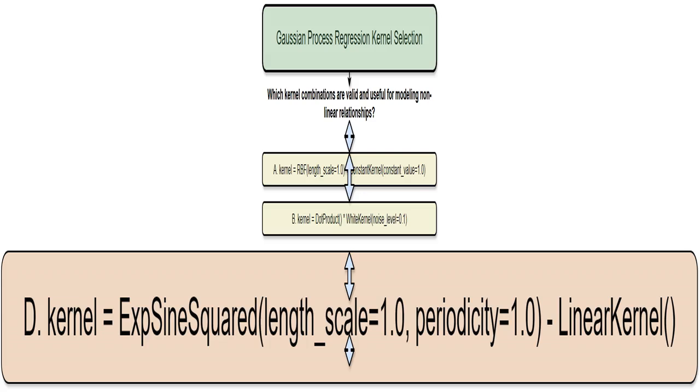This attempts to subtract a linear kernel from an exp sine squared kernel, which models periodic, nonlinear relationships. Subtracting kernels in this manner isn't generally supported within the framework of Gaussian processes and usually leads to errors or instabilities in the calculations. This is not a valid or useful approach.